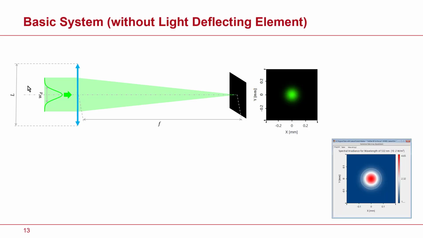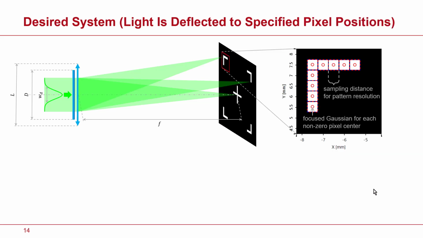The basic system looks like that. We have the collimated input beam and focusing and getting a spot of that size here. Now, with the actual element we designed, this focus spot should thus be deflected to different positions, here indicated with these center circles.